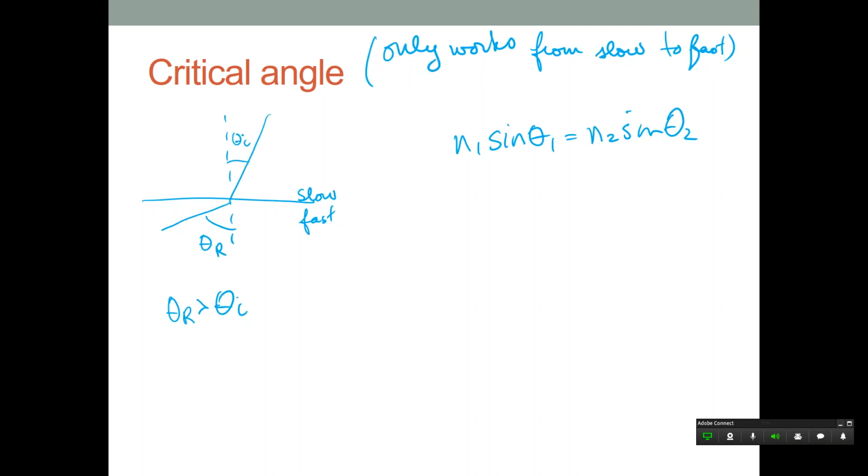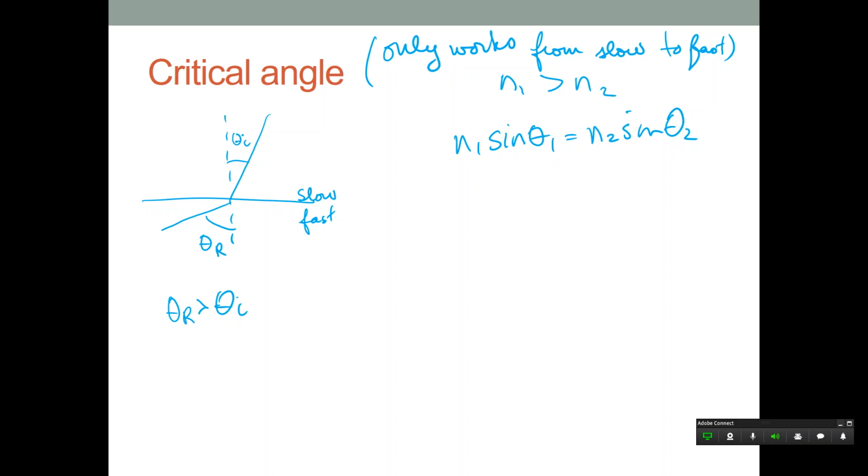And we said that, yeah, correct, it has to be. Otherwise, you can't get a critical angle. So we want to know at what incident angle, angle 1, we need to use in order for the refracted angle to be 90 degrees, right?